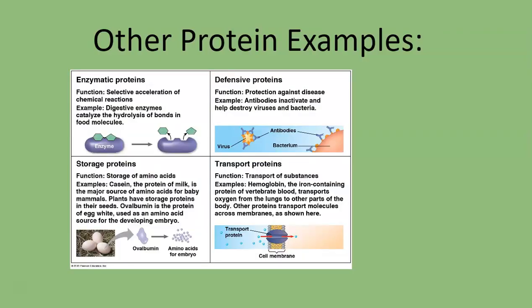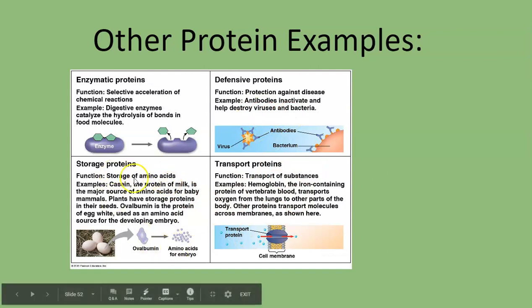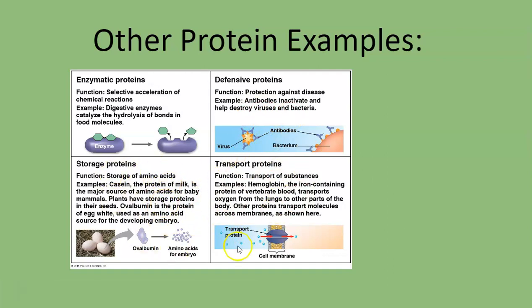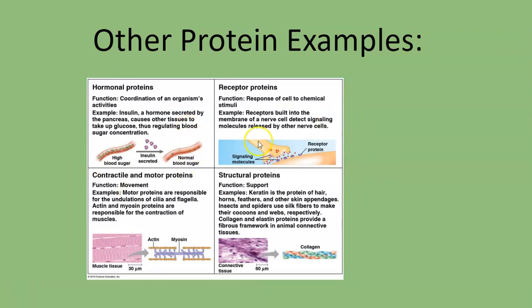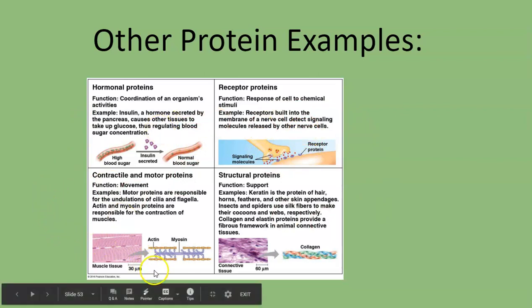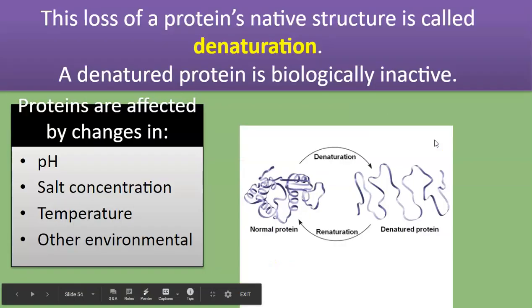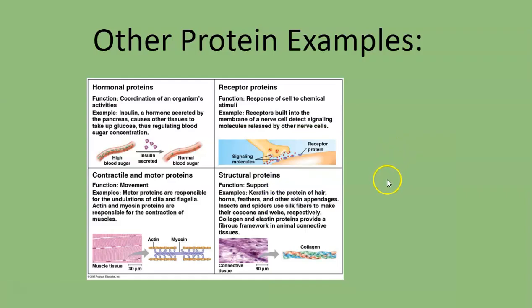Proteins can be tons of things. They can be enzymes. They can be antibodies. They can be storage proteins. They can be transport proteins. They can be hormones. They can be receptors. They can be contractile proteins like actin and myosin. They can have structural support like collagen. So the idea is that proteins have a ton of functions. If it's performing a job in your body, it's probably a protein.